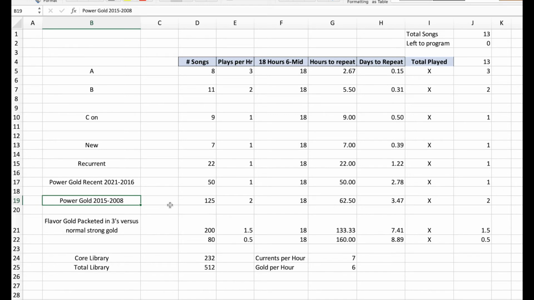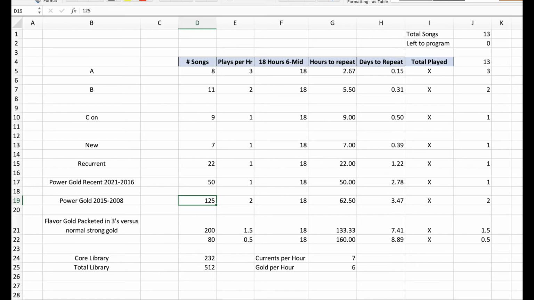And then another Power Gold category, 2015 to 2008. I think it's pretty difficult to go beyond 2008 with a CHR. You can do it, but it's difficult. As you start to go back farther and farther, it gets smaller and smaller, what you can pull out of that top 100, out of that top 25.